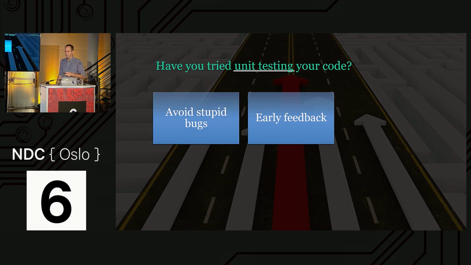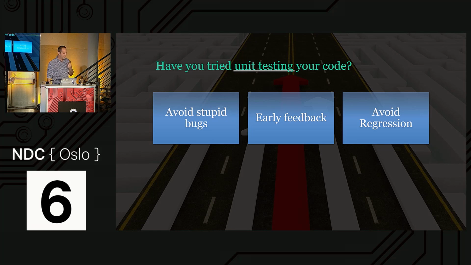And the big selling point of unit tests is regression. Because once I get a good unit testing suite, it means that if I accidentally, when fixing a bug, create another bug, it will be caught by existing unit tests.